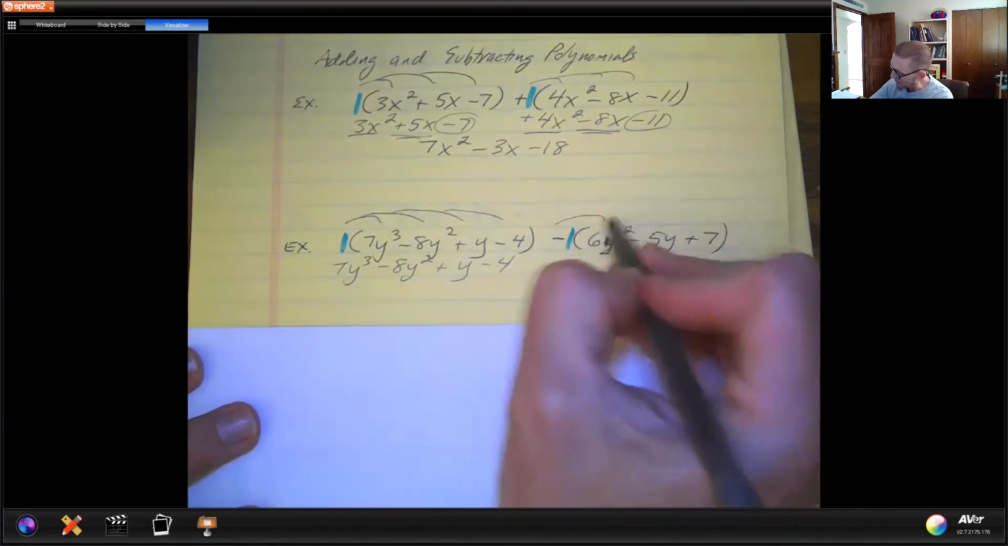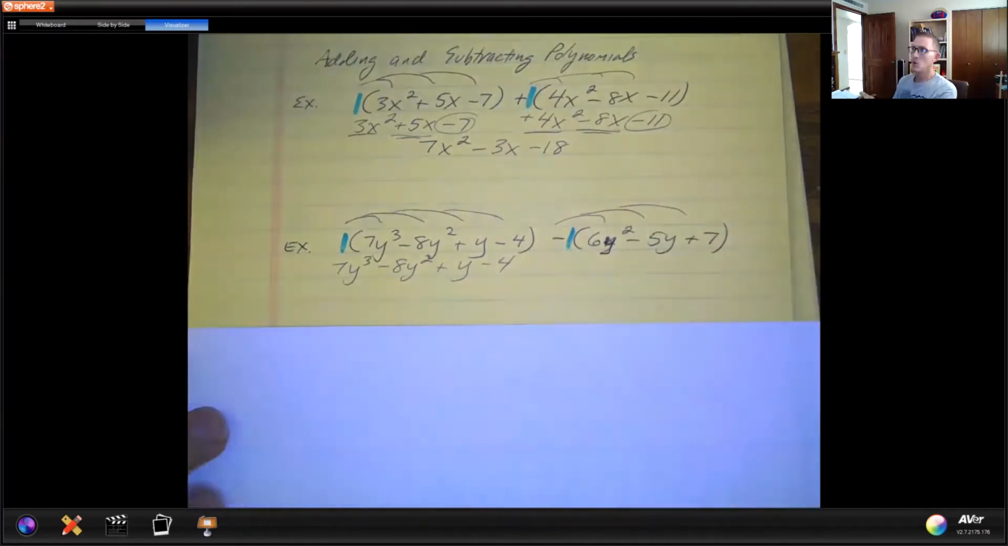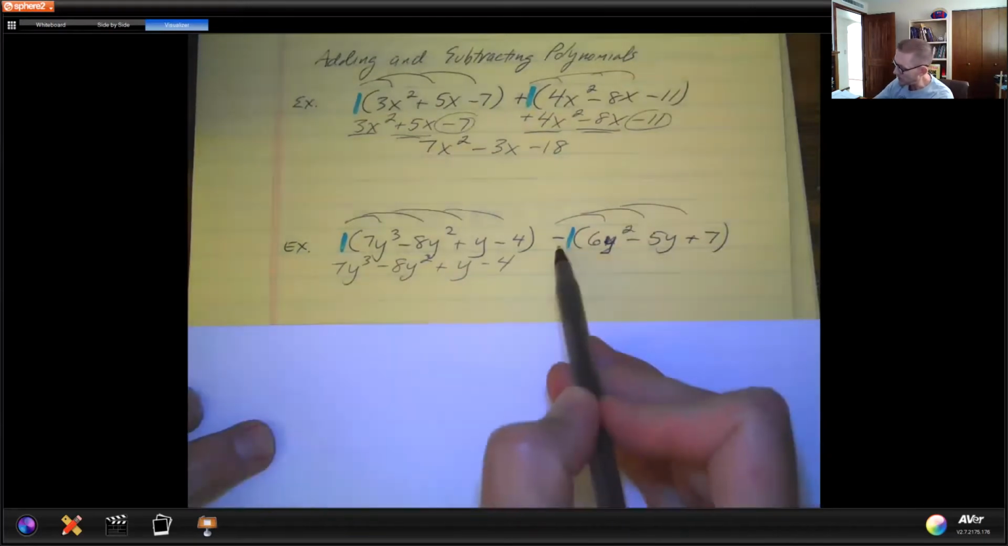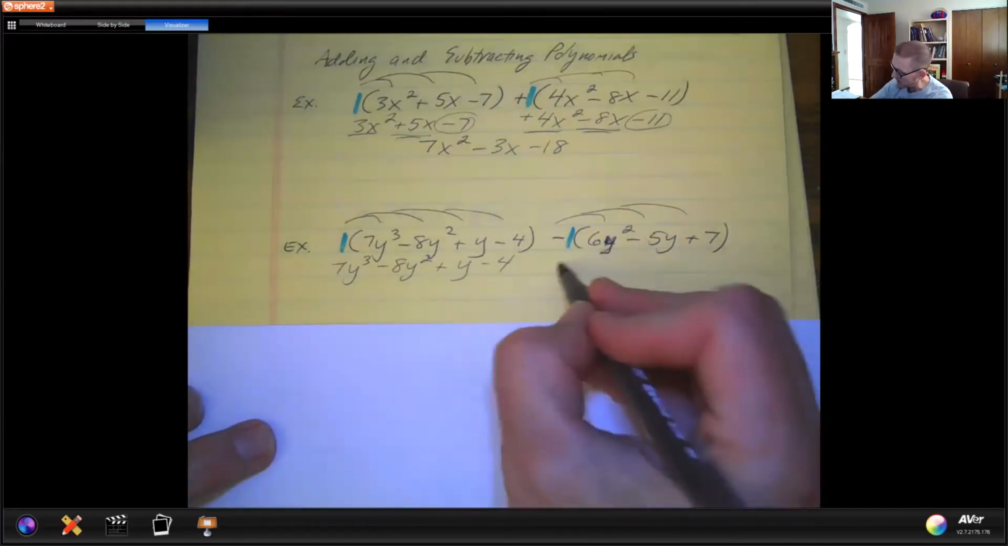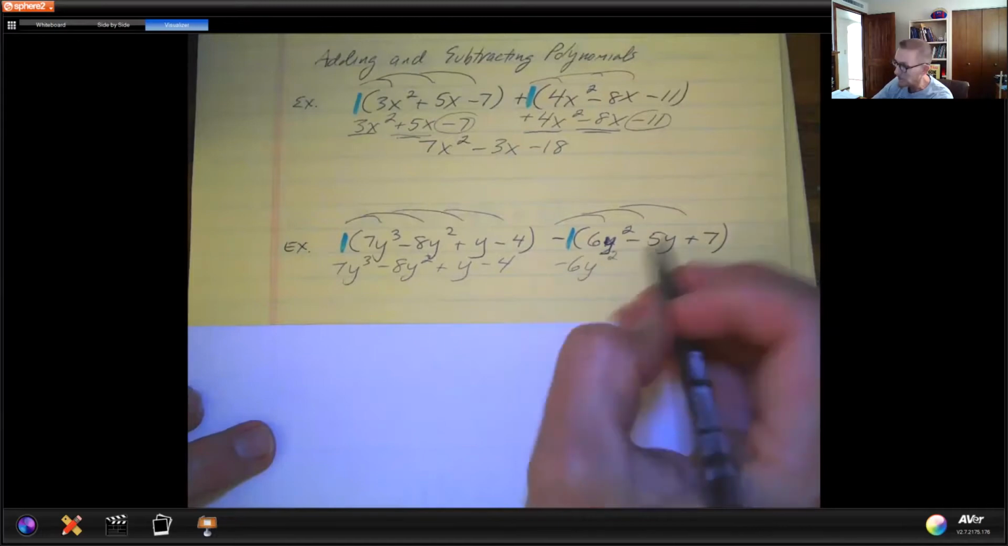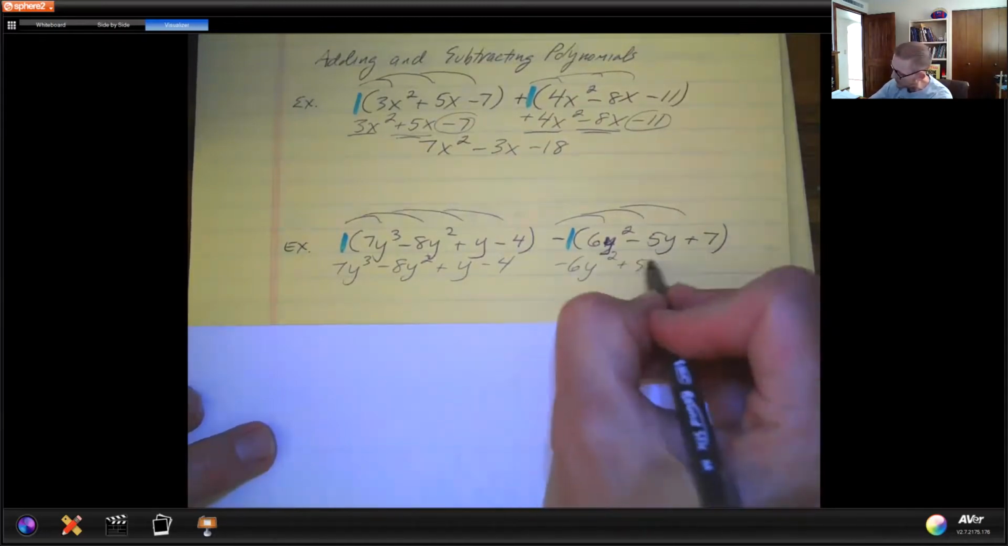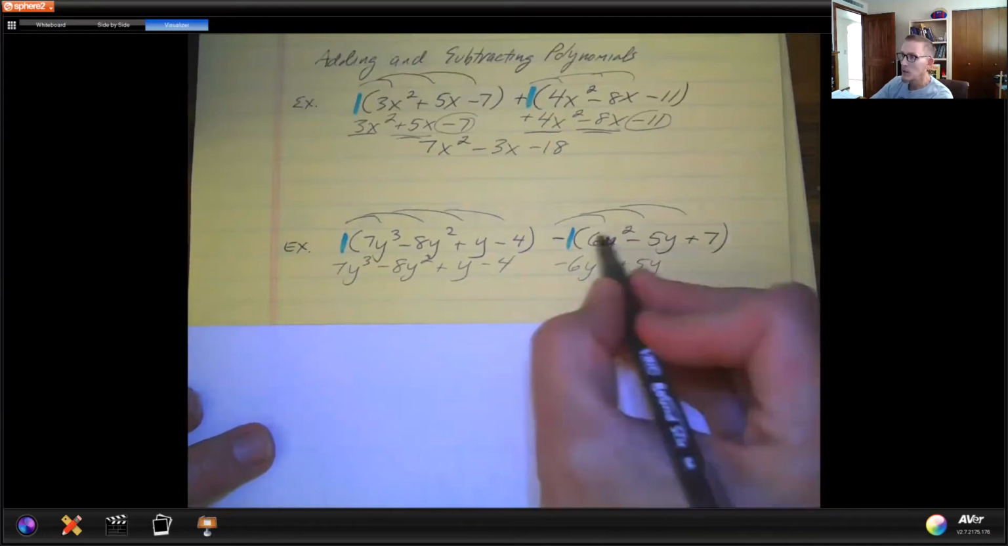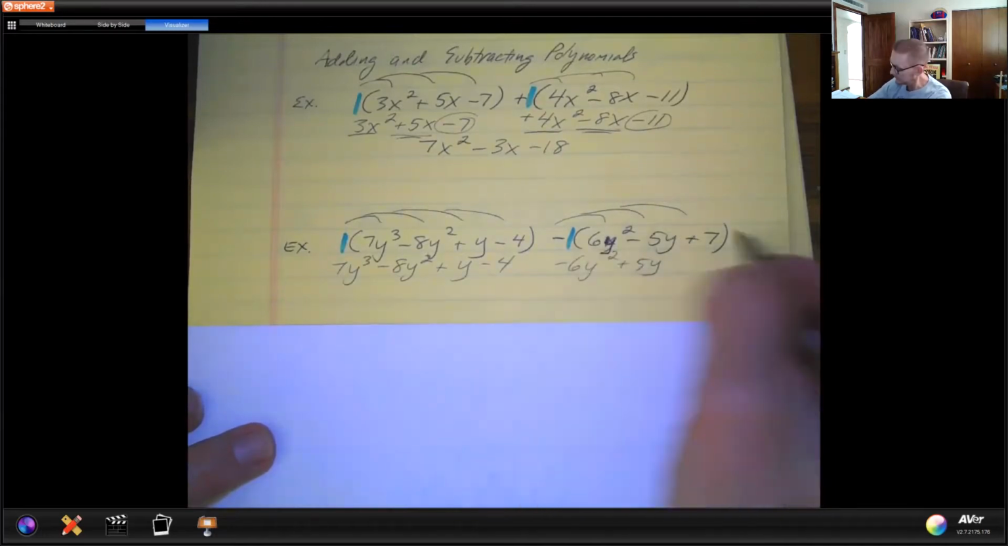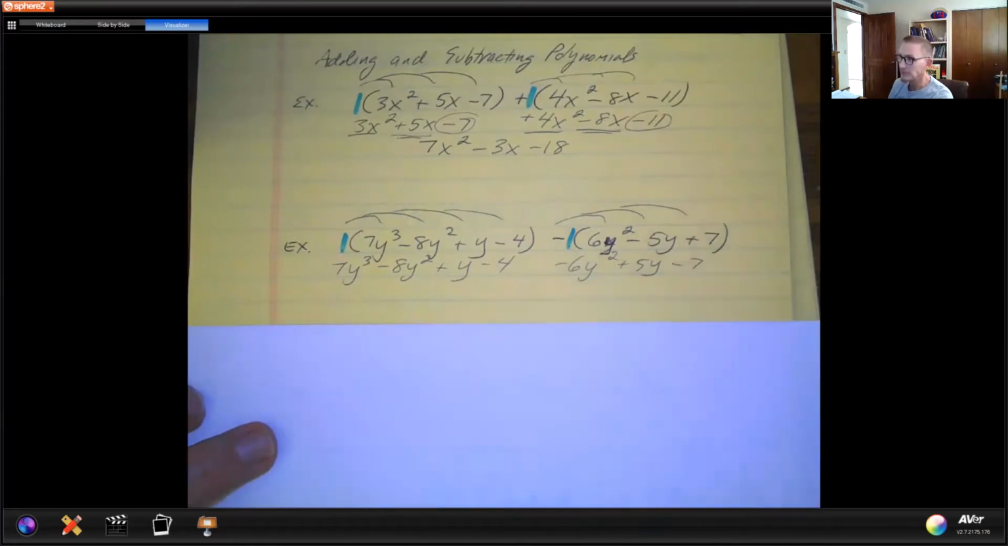The second parenthesis is the key. When you distribute a negative 1, everything in the parenthesis is now going to be the opposite sign. So negative 1 times 6y squared is negative 6y squared. Negative 1 times negative 5y is positive 5y. And negative 1 times 7 is negative 7.